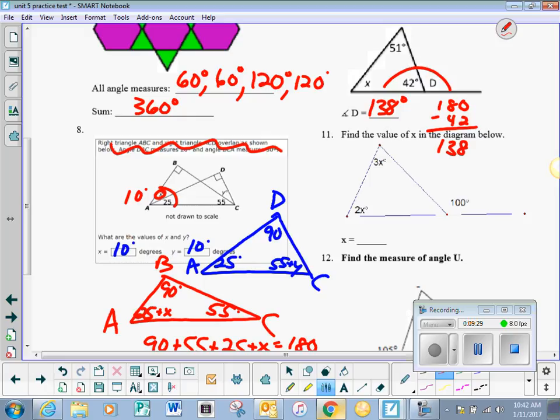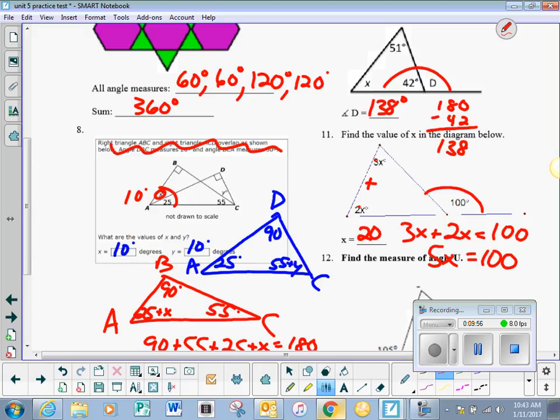Okay, on number 11, is this another example of the exterior angle theorem? The two angles farthest away from the one drawn on the outside are equal when I add those together. So 3x plus 2x equals 100. Simplify before you solve. 5x equals 100. What's x? 20. 5x equals 100.